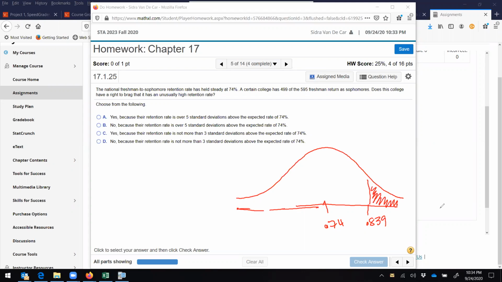What's the probability of getting that or higher, right? We want to know, is that an unusually high retention rate? So I want to know, is that more than 2 standard deviations away from the 0.74? All right, so square root of 0.74 times 1 minus 0.74 over 595 is our number of freshmen.